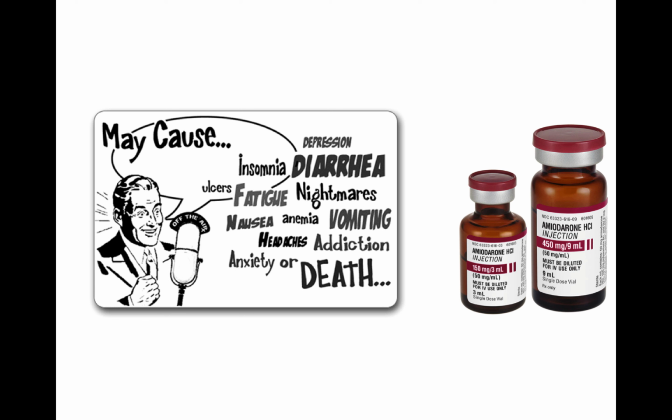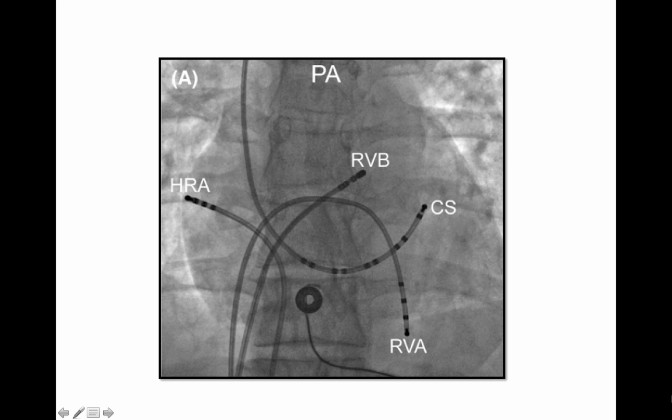Ablation usually is undertaken from the right or left femoral veins. Catheters are advanced from the veins and at times from the arteries up into the heart. And we place multiple catheters inside the heart in order to assess the conduction system from within the heart. So usually we have an ECG from the outside to assess conduction from outside the body, but these electrodes give us the ECG signals from within the heart.